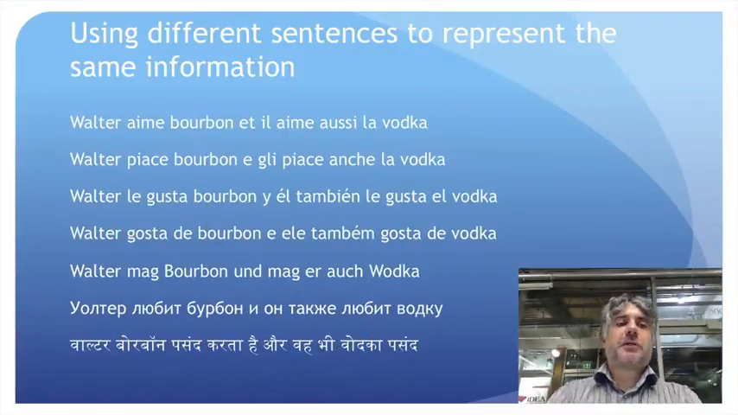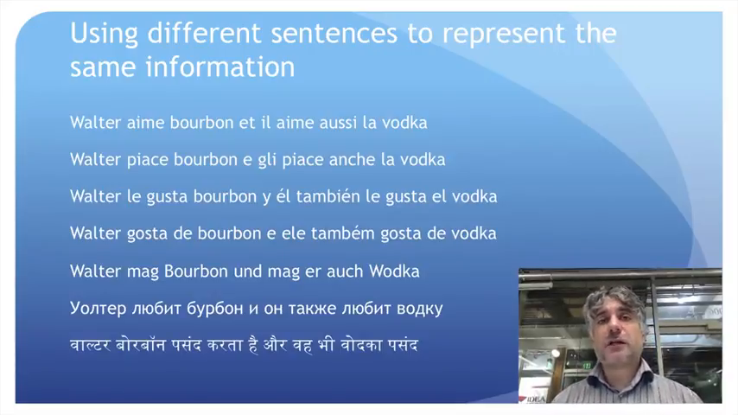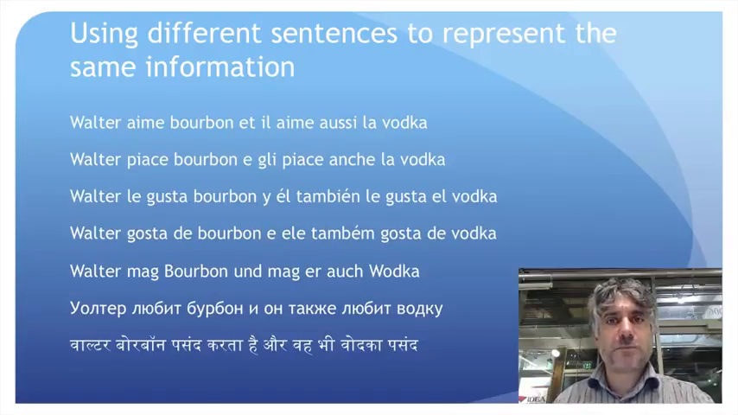Okay, so let's consider some different ways that we can represent the same information. Consider, for example, this list of 7 sentences. Here's 7 sentences. They all represent the very same information. They all mean the very same thing. They just say the same thing in different languages. One is in French, one is in Italian, one is in Spanish, and so on. But even though they're in different languages and they look different, they all express the same information. They represent the same information.